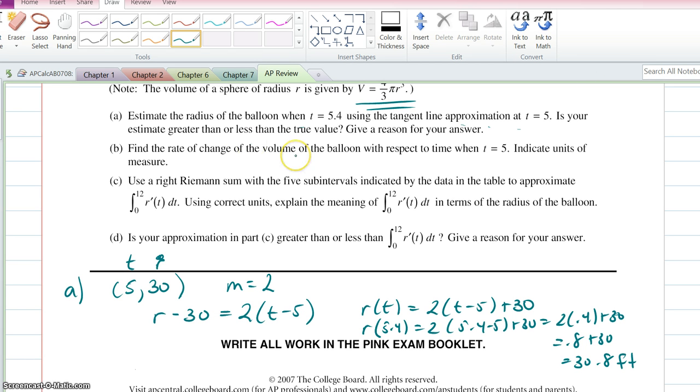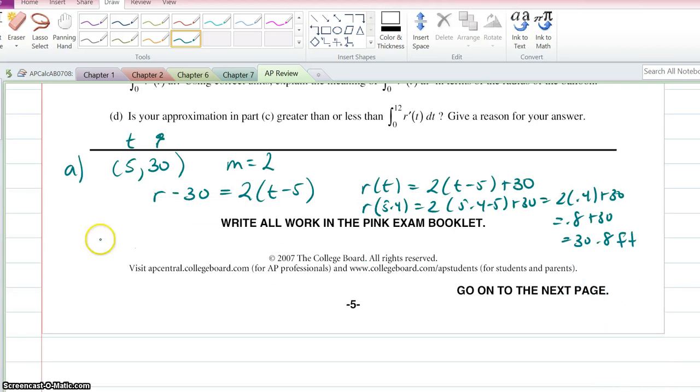Now, is our estimate greater than or less than the true value? You want to give a reason for your answer. So is it going to be greater than less? And this is where the concave down part of this actually comes into it. So if the graph of this function is concave down the entire time, and we're looking at time equals 5, which let's just suppose it's there, when we draw a tangent line in there, the tangent line is always going to be above. So if I choose 5.4 just to the right of that, it's going to be an overestimate of what the curve is actually getting at.